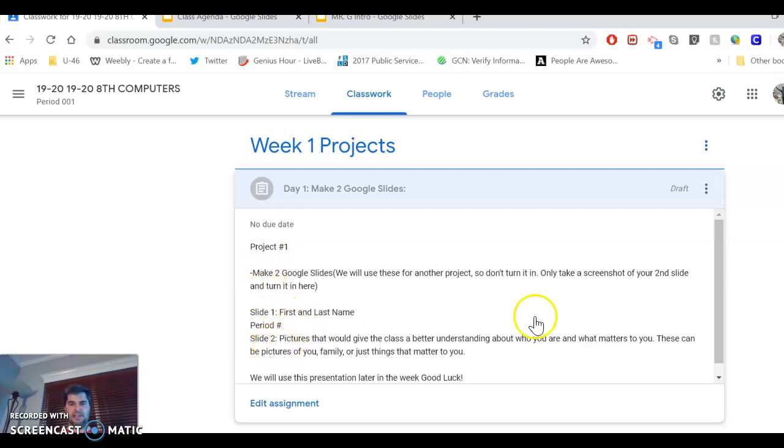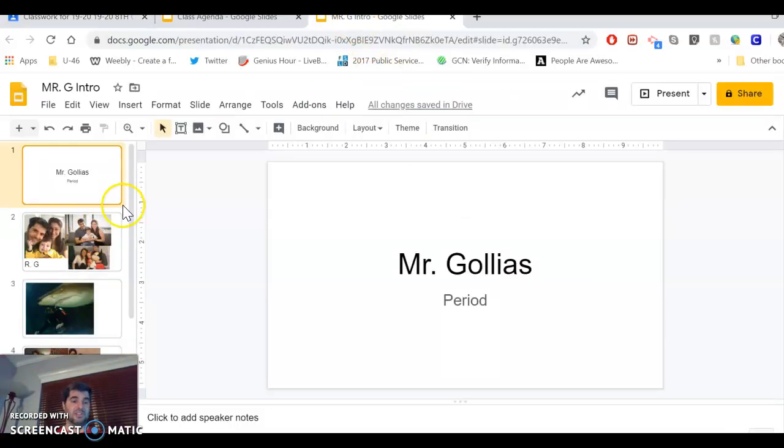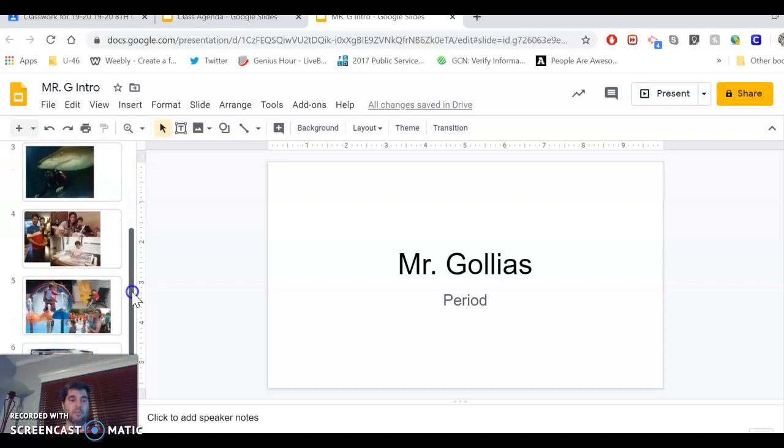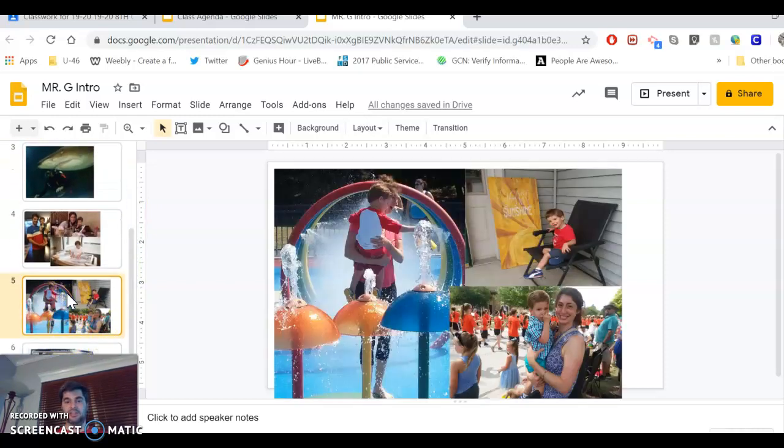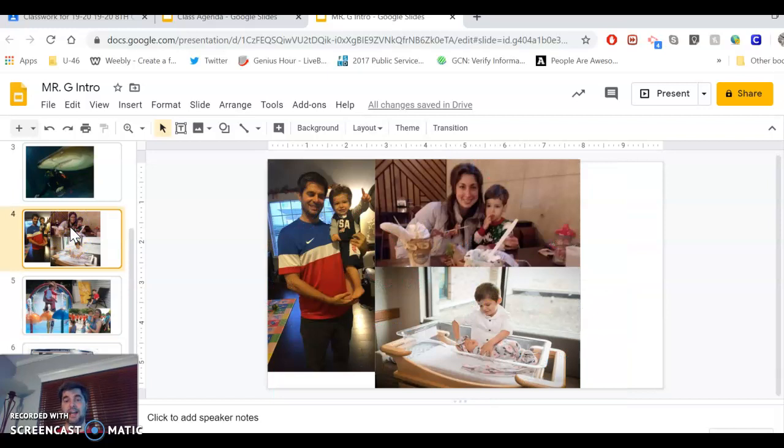The second slide is pictures that would give the class a better understanding about who you are and what matters to you, pictures of you, family, or just pictures of things that mattered to you. So I did it in a bunch of slides. I want you to just do it in one. So maybe like this slide or this one. Honestly, I would probably condense, make my pictures smaller, and just get them all onto one slide.